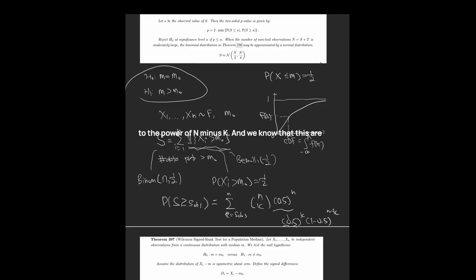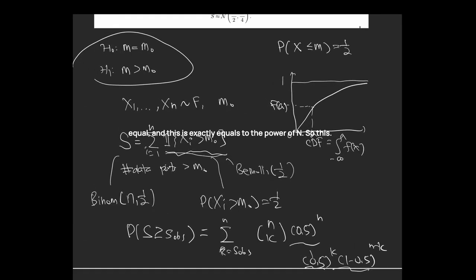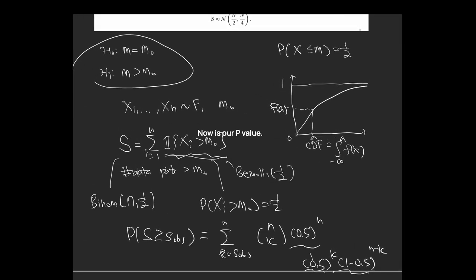And we know that these are equal, and this is exactly equal to the power of n. So this now is our p-value. If this p-value is lesser than the alpha significance level, then we can reject our null hypothesis in favor of the alternative hypothesis that our median value is greater than this m0.